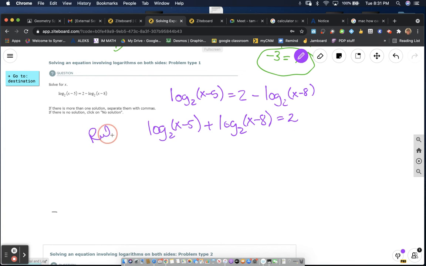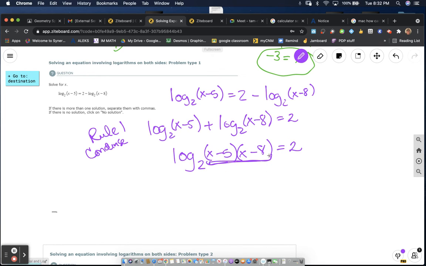Now you can use rule 1 to condense. So we're going to get log 2 of, and what do we do when we're adding logs? It means we're multiplying the arguments: x minus 5 times x minus 8, equals 2. Now I'm just going to roll with this and change it to exponential form. Base to the exponent equals that. So 2 squared equals x minus 5 times x minus 8.